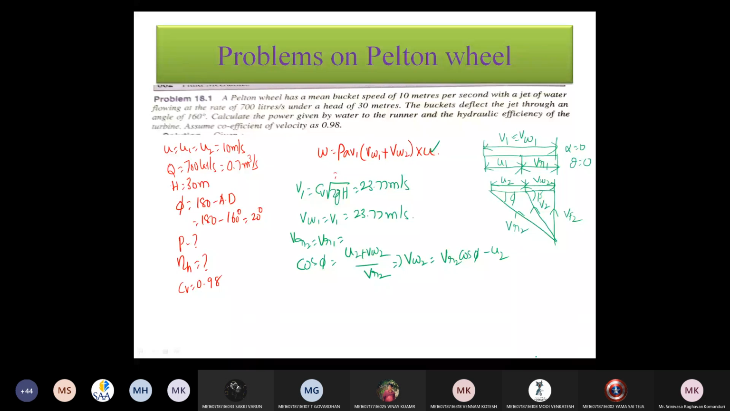Sir, for area we have to use U is equal to pi D N by 60, sir. We can get the diameter of the wheel, then we can find the area. See, that small a is related to the nozzle. Small a is the area of the jet. Area of the jet you can calculate from the diameter of the jet, not from the diameter of the wheel. Remember that. Diameter of the wheel is capital D. Diameter of the jet is small d.